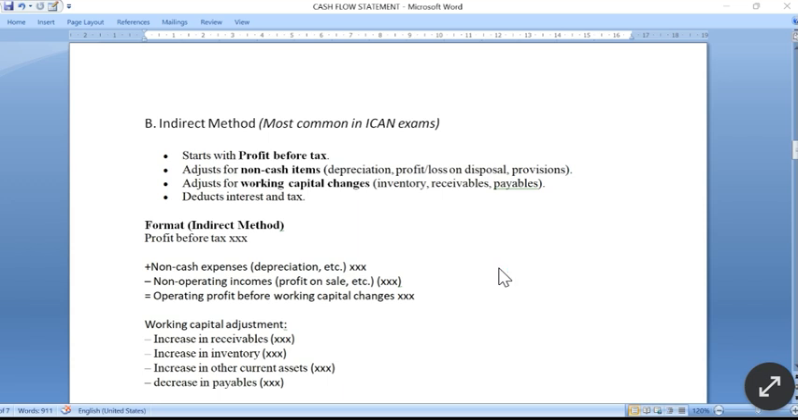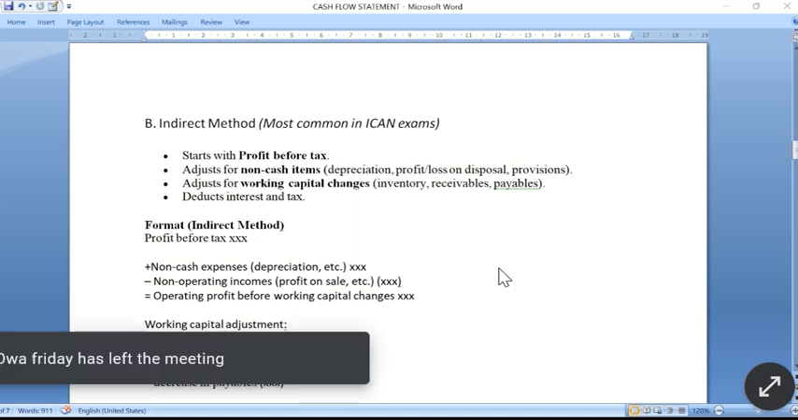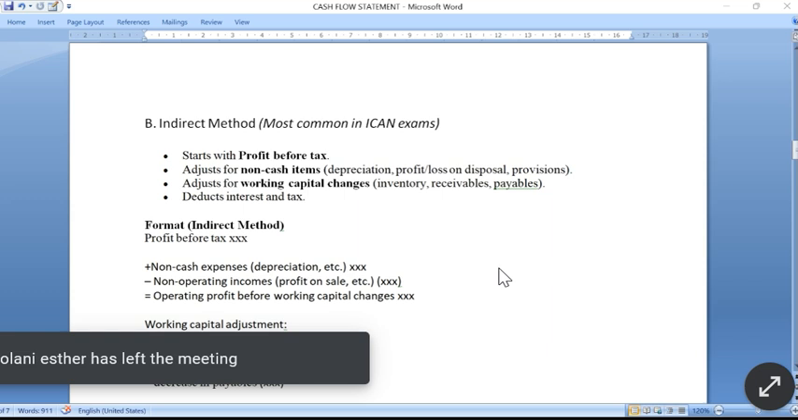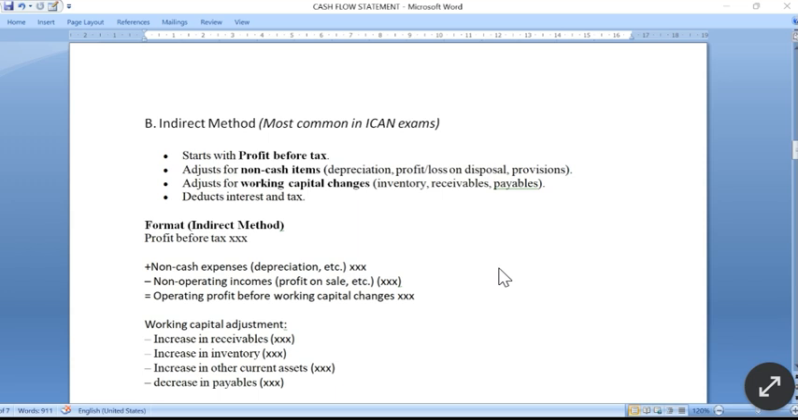Number one is depreciation. You will add it. If there is amortization, you will add it. If there is provision, you will add it. If there is a loss on disposal, you are going to also add it. But if there is a gain on disposal, you will subtract it. Are we together? And when you have adjusted all of these, what you now have is what we call operating profit before changes in working capital. And then you now adjust for your working capital.